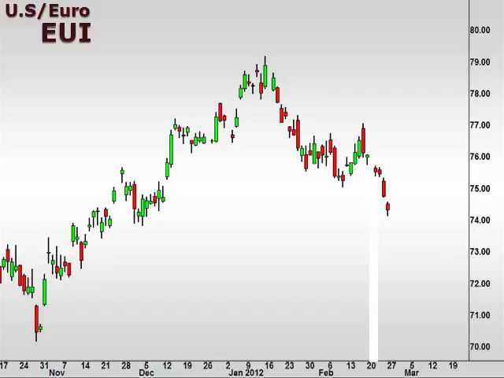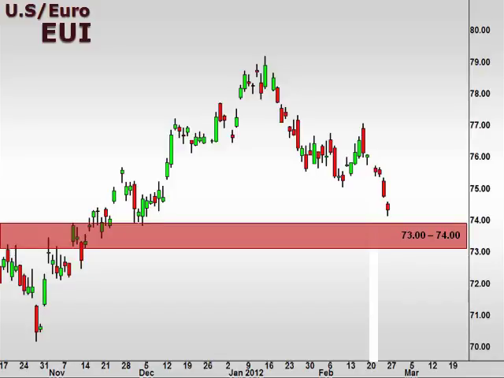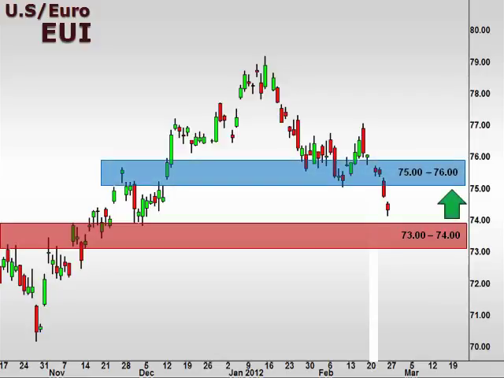Let's take a look at the US dollar versus the euro, as seen here in the ISC FX options pair value EUI. Well, the EUI appears to be heading lower to test the 73.74 support level. However, after such a significant drop, we may see a retracement higher to test the 75.76 resistance level this week.